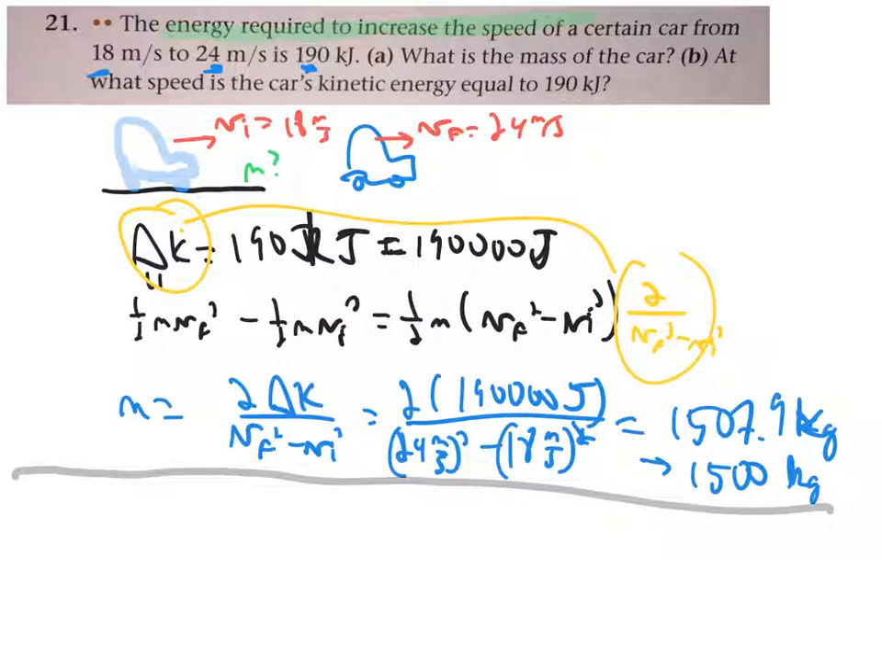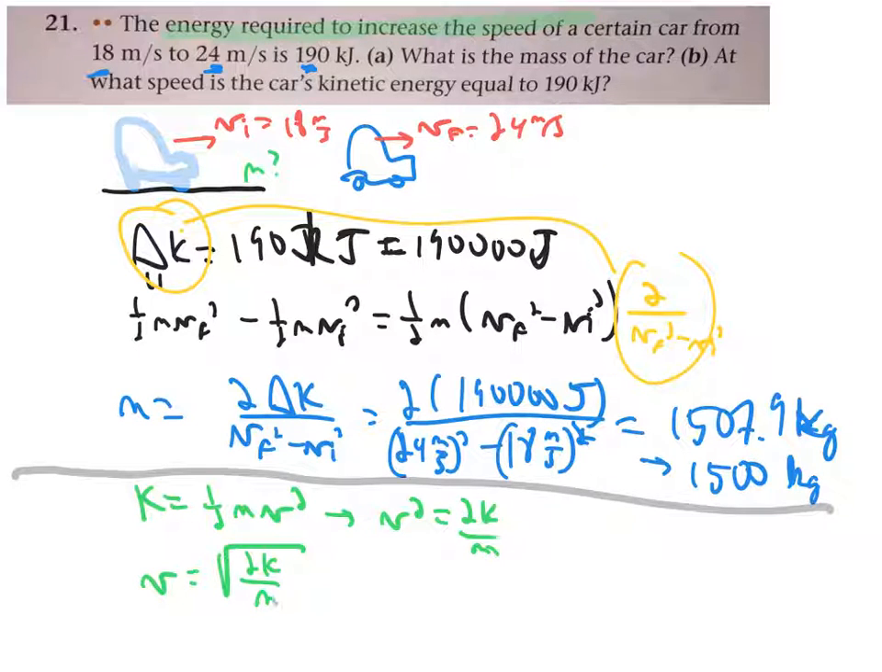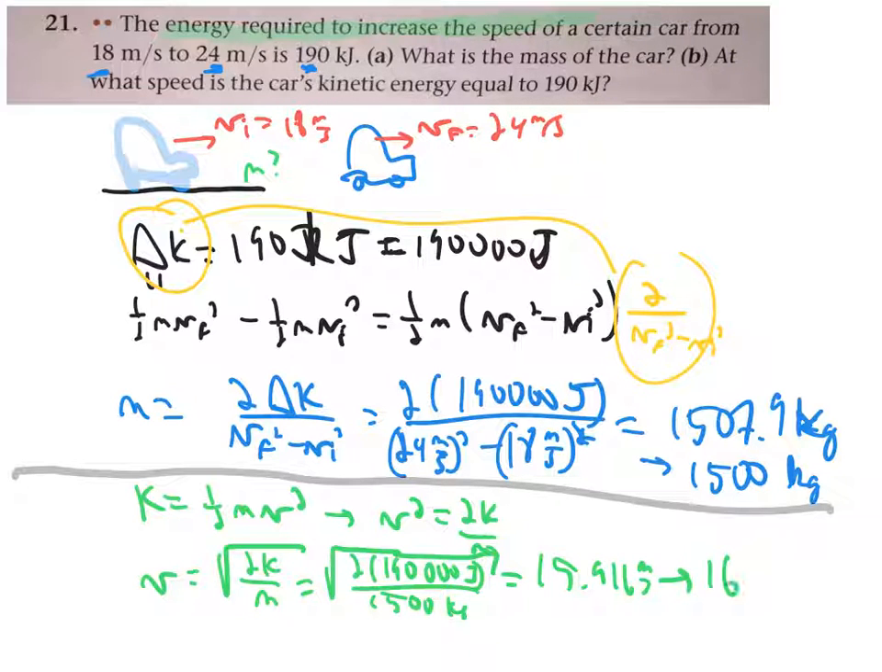For part B, we're just going to say I need the kinetic energy to be 190 kilojoules, but the kinetic energy is 1/2 m times the speed that I care about. So we have that the speed squared that I care about is twice the kinetic energy over the mass, or the thing that we want is the square root of 2K over m. Square root of 2 times 190,000 joules over this 1,500 kilograms, and we get 15.916 meters per second, which rounds to 16 meters per second.